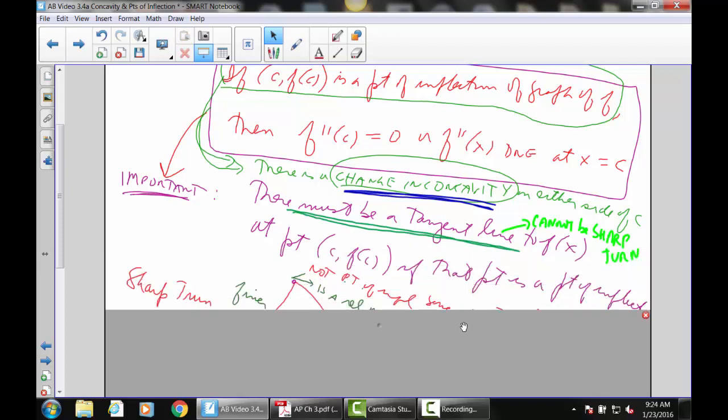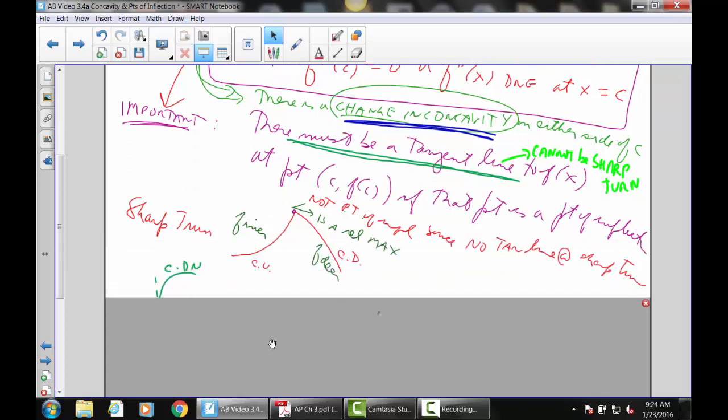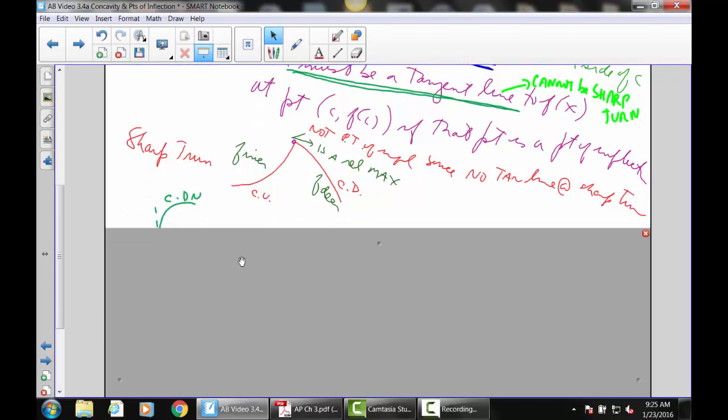And also, there has to be a tangent line at that point if it's going to be a point of inflection. Therefore, it cannot be a sharp turn. Because, for example, here's a sharp turn. Notice the graph is concave up on the left, but concave down on the right. And it's certainly not a point of inflection. It's a relative max. So the reason that this is not a point of inflection, even though there's a change in concavity, is that there is no tangent line there. Because remember, the derivative from the left doesn't equal the derivative from the right, so the derivative does not exist there, which means there is no tangent line there.